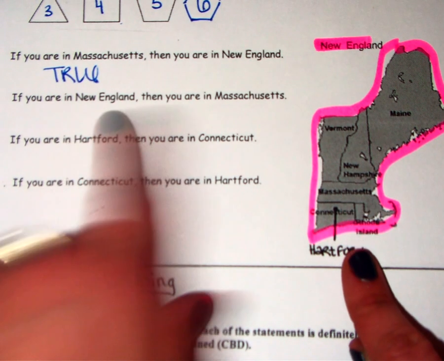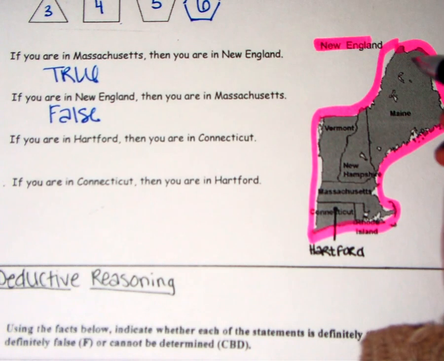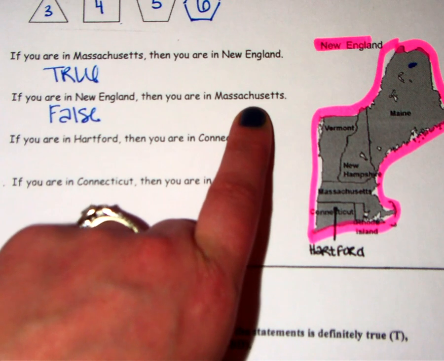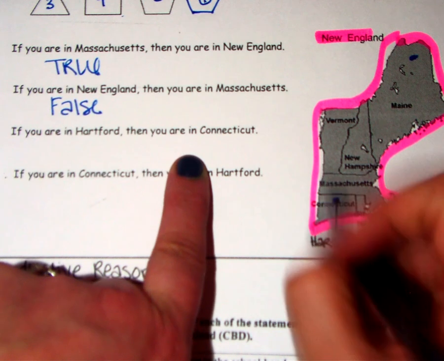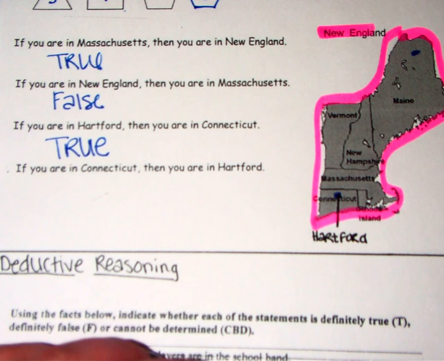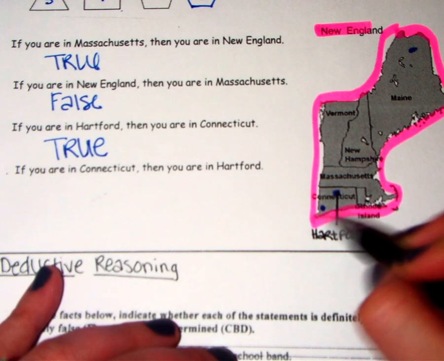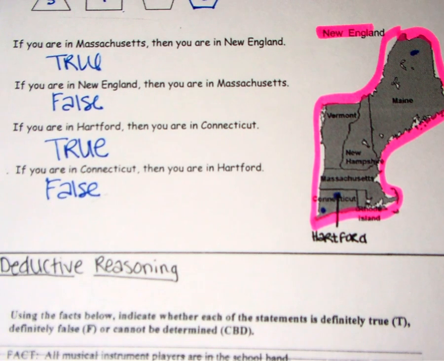If you are in New England, then you are in Massachusetts. That is a false statement because I could be over here in Maine and I would still be a part of New England. Just because I'm in New England doesn't mean I'm in Massachusetts. If you are in Hartford, then you are in Connecticut. Hartford is located here in Connecticut. There's no other Hartford in New England. That is a true statement. If you are in Connecticut, then you are in Hartford. That, however, is false. I could be in this part of Connecticut. I am still in Connecticut, but I am not in Hartford. So that is false. Notice how we're using logical thinking and evidence to support our claims.